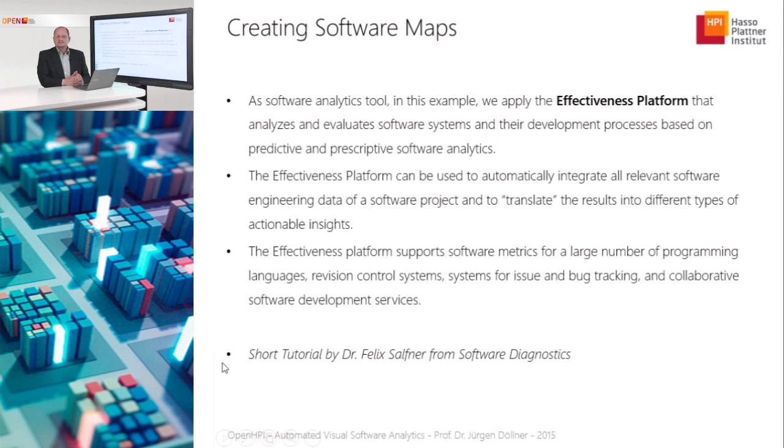As the software analytics tool in this example, we will apply the effectiveness platform that analyzes and evaluates software systems and their development processes based on predictive and prescriptive software analytics. It's a state-of-the-art tool, so we want to show you this platform because it includes most up-to-date techniques and technology. The effectiveness platform can be used to automatically integrate all relevant software engineering data of a software project, and it helps you to translate the results into different types of so-called actionable insights.